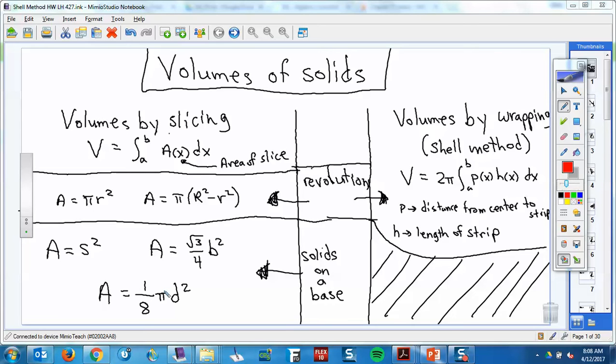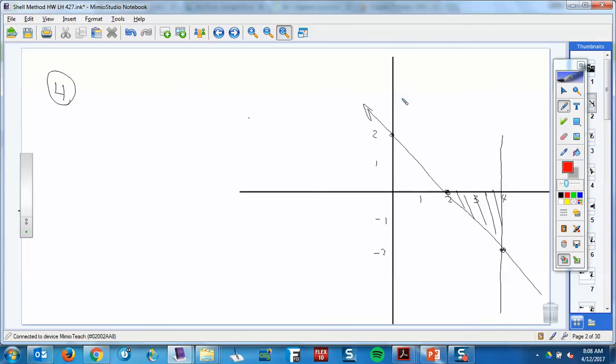All right, so if we look here, here was number 4. If you're wrapping around here, you're going to have a strip that's here, like so. So your H is going to be, what was this right x coordinate? 4 minus, what was this line? Y equals 2 minus x. So it'd be x equals 2 minus y also, right? It'd be 4 minus 2 minus y. And then the P would be what? 0. It's always top minus bottom.